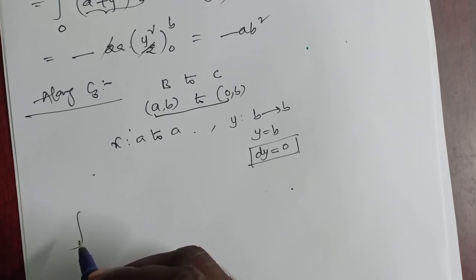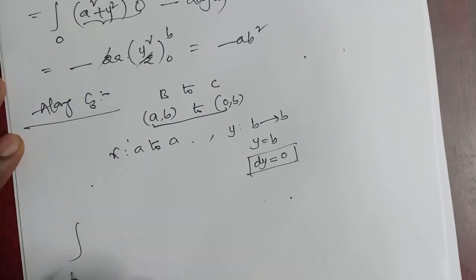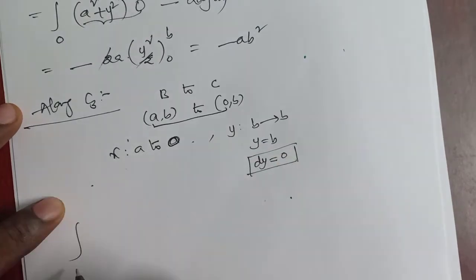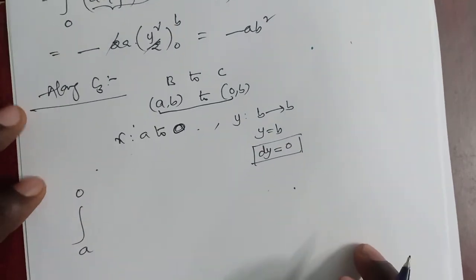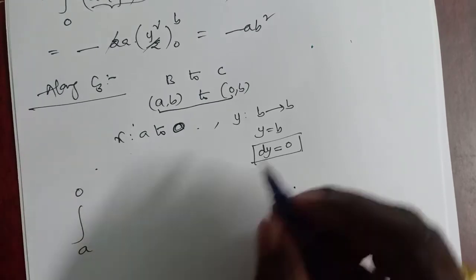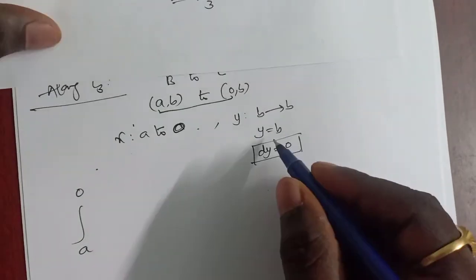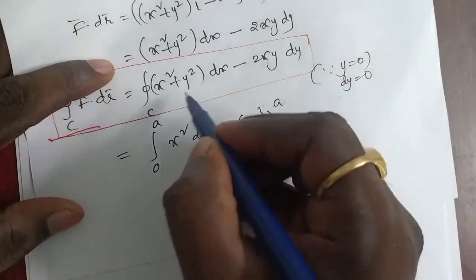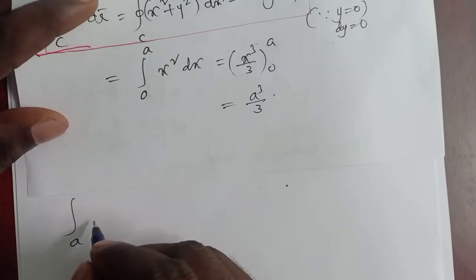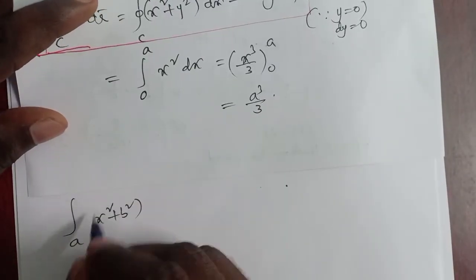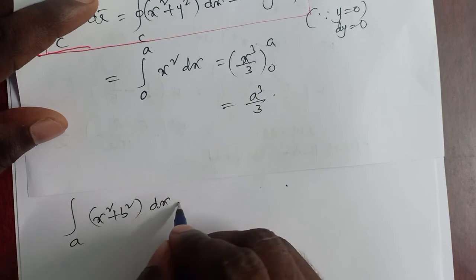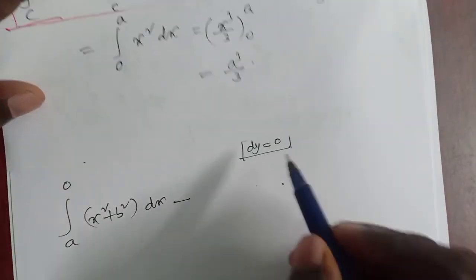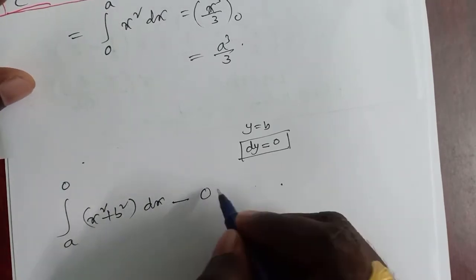Coming to the line integral, we have to take x from a to 0 and y is b. Now substitute in place of y what we have, b, and dy is 0, so that it is x square plus b square into dx minus, and here dy is 0, so that term is zero.